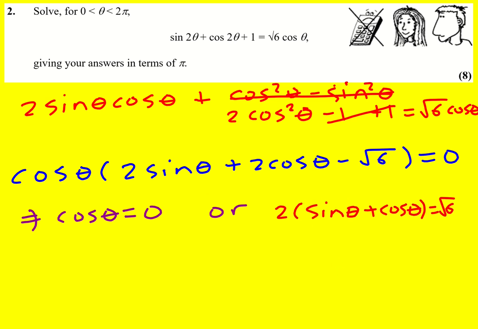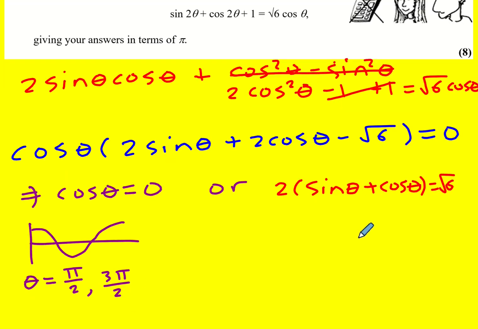Okay, let me deal with the left-hand one. We're simply going to get that theta is pi over 2. That's 90 degrees. Or this one here, which is going to be 2 pi minus pi over 2, which gives us 3 pi over 2. The right-hand one is a little bit trickier to deal with.